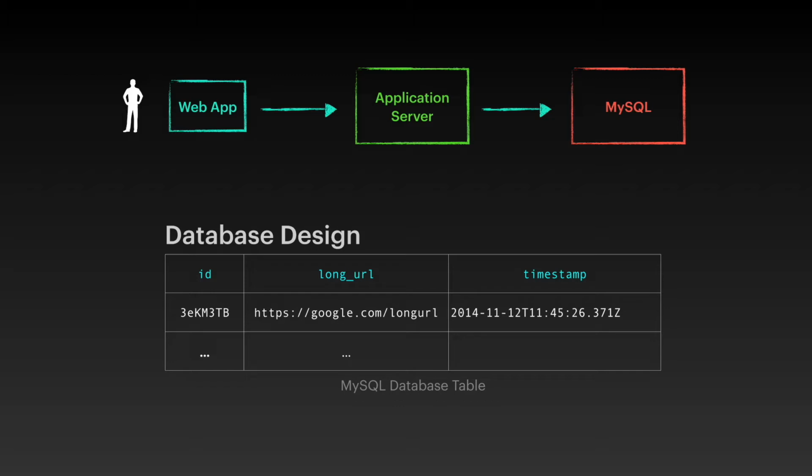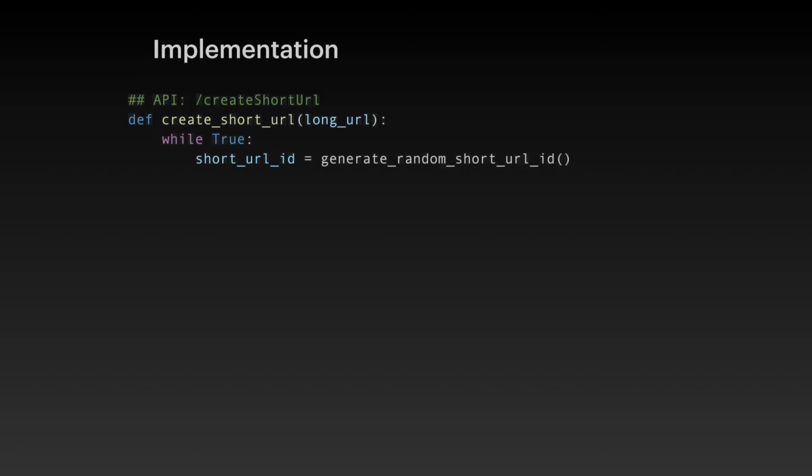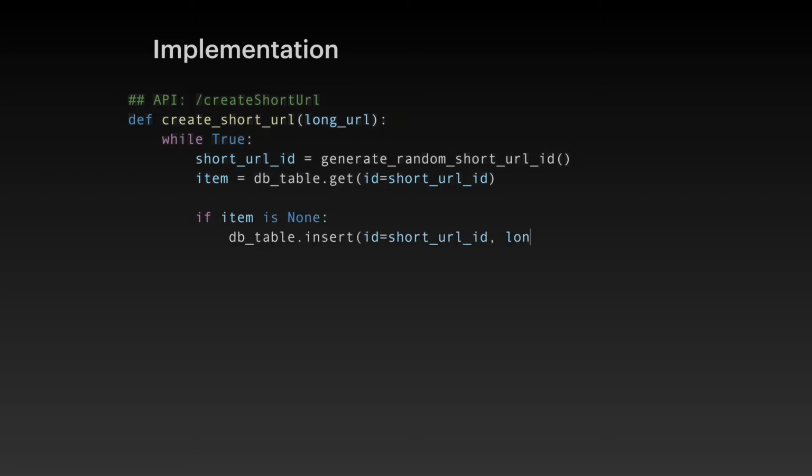It's basically a mapping from short URL ID to the long URL, with a timestamp added for creation time. Here is a simplified version of the core business logic we want to implement. Create shortened URL takes a long URL as input. It will generate a short URL ID randomly. We first check in the database to see whether it's already used. If the ID is not used, we'll create a new entry in the database table and return the shortened URL.